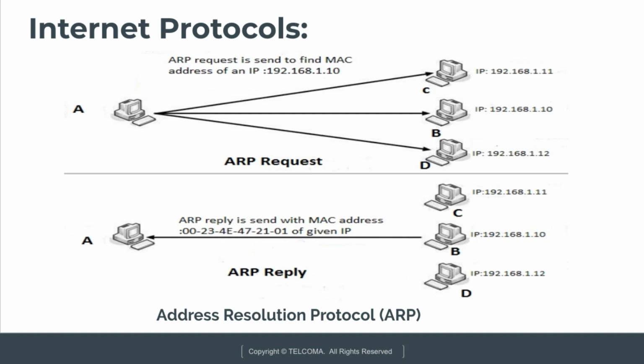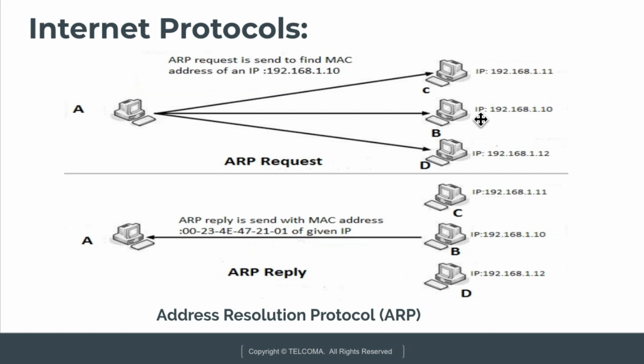This diagram shows how ARP requests and ARP replies work over the ARP protocol. There are four computers in a network that want to communicate. Computer A wants to send a packet to computer B. But computer A only knows the IP address of computer B and doesn't know its MAC address. So to get the MAC address, first of all computer A checks the ARP cache table to find the MAC address corresponding to the IP address of computer B.